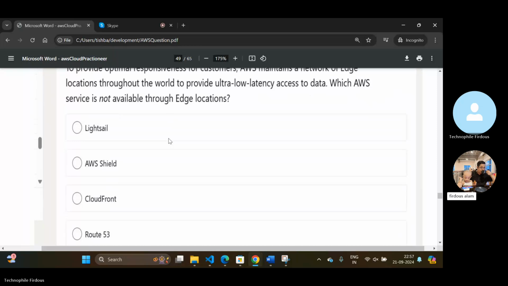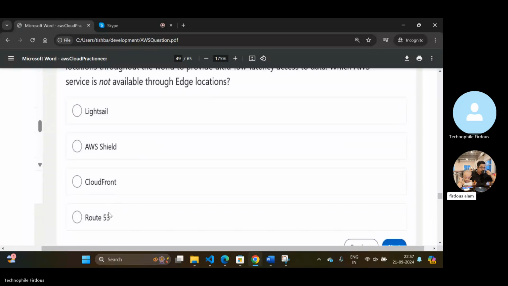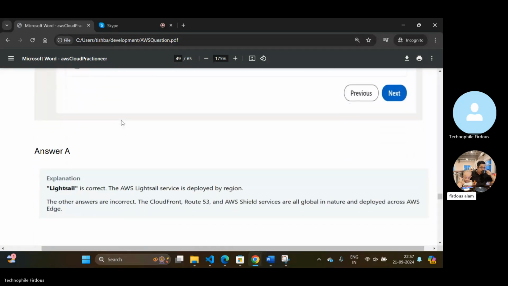So I think Route 53 is available through edge location. CloudFront is available through edge location, and AWS Shield is again available through edge location. Lightsail, I don't think Lightsail is available through edge location. So the correct answer should be A. Let's see the correct answer. Yeah, the correct answer is A.